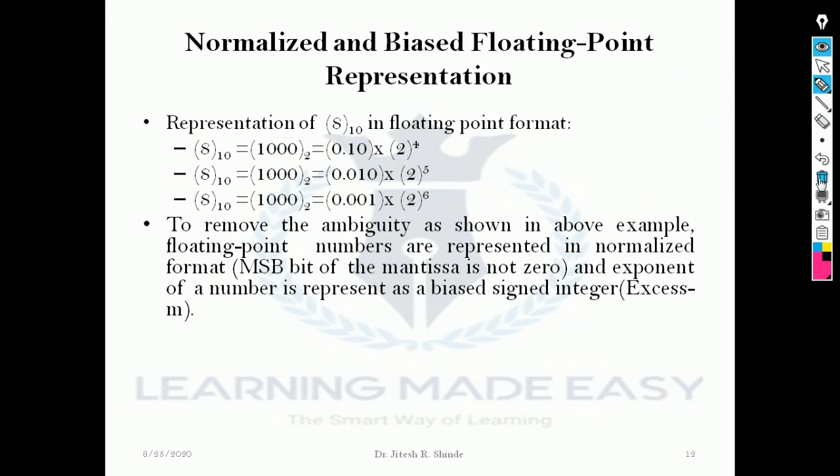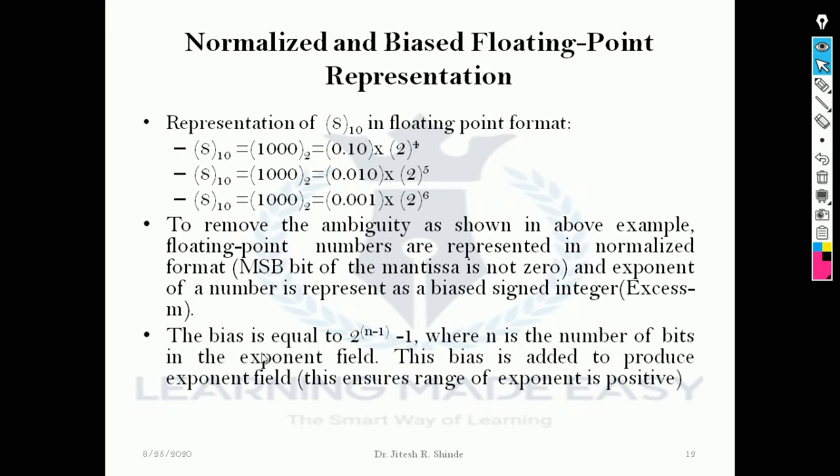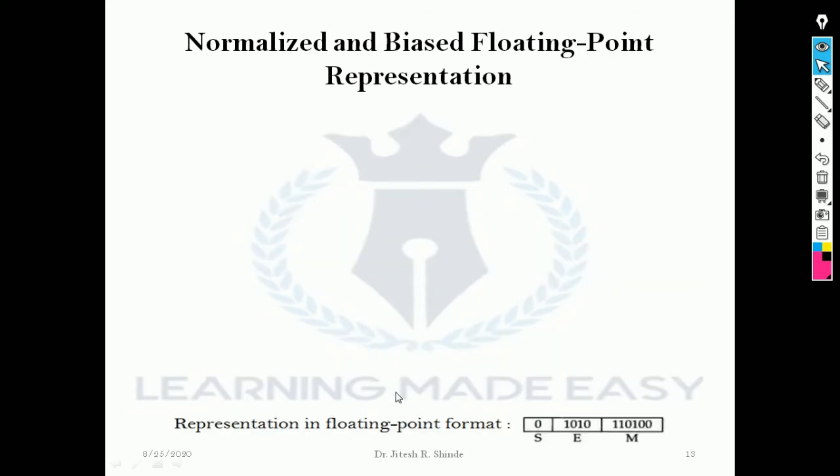Now first we need to see how the bias is calculated. The formula for bias is equal to 2 to the power n minus 1, minus 1, where n is the number of bits allocated for the exponent field. The bias is added to the exponent field. This ensures that the range of the exponent is always positive. With the example, it will become clearer.